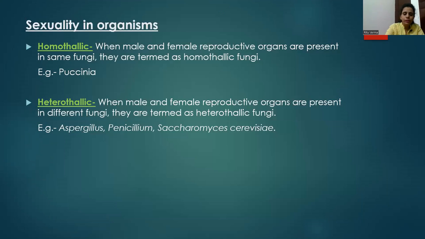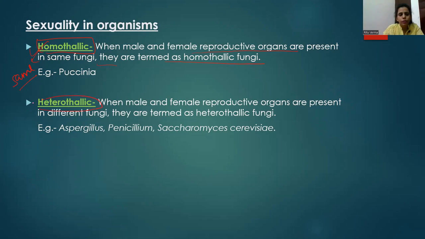In this chapter, there's another topic called sexuality in organisms. So let's discuss that in brief. One type of organism given is homothallic. Homo means same or similar. When male and female reproductive organs are present in the same fungus, it is called a homothallic fungus. The term thallic or thallus is used in reference to fungi. And when they are present in different fungi, they are known as heterothallic fungi.